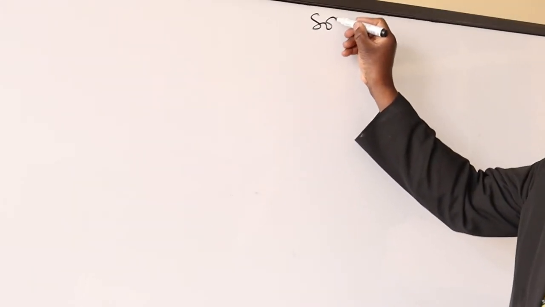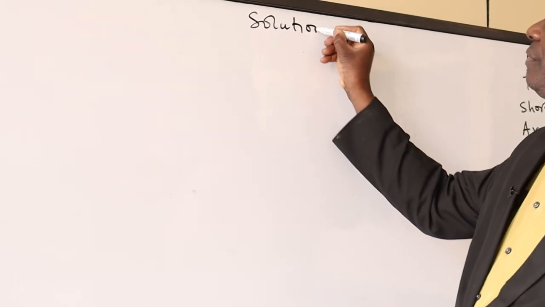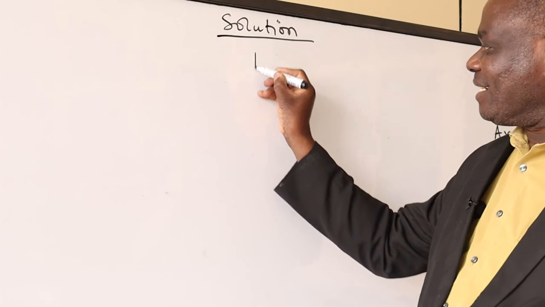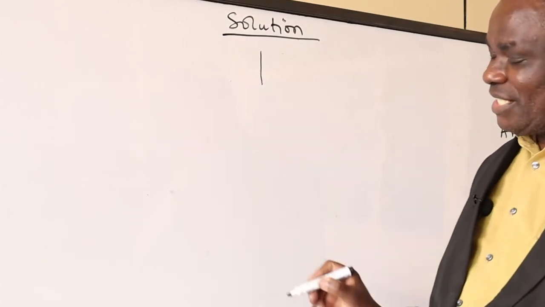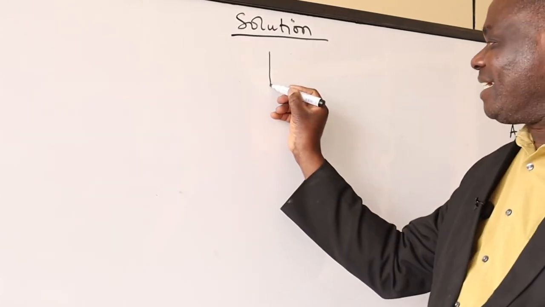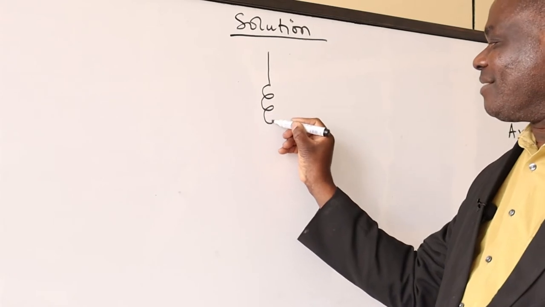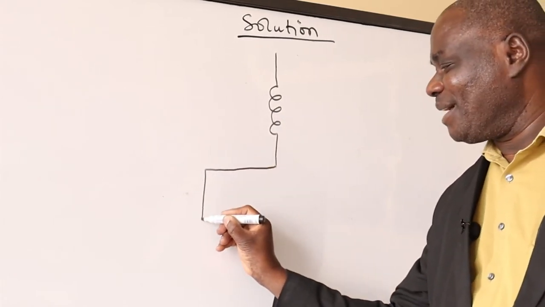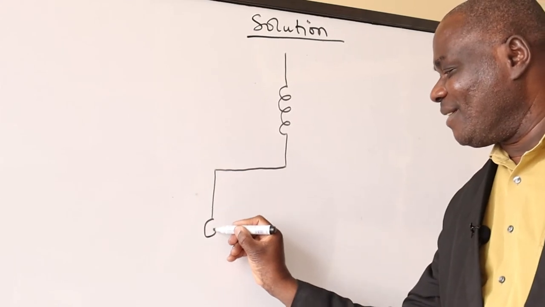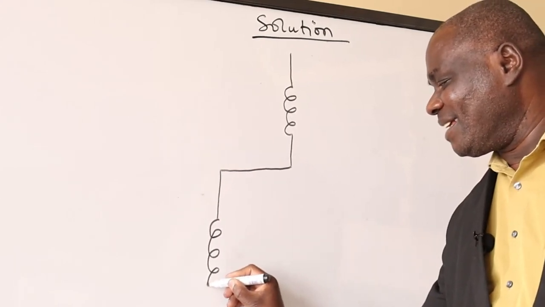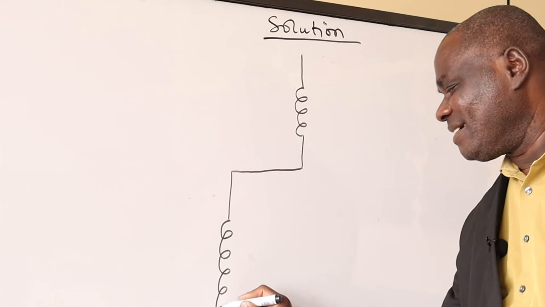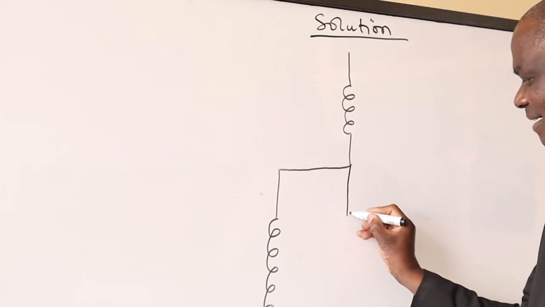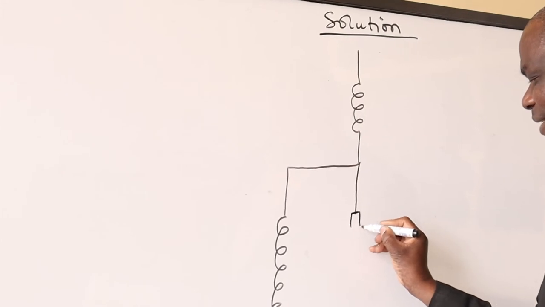So in our solution, let's have a diagram representing the same. It is a short shunt generator. So we'll have the series field up here, and then we are going to have a shunt branch, which is now short. It's a generator. We'll now have our armature somewhere here.